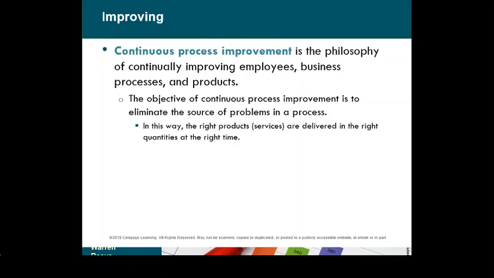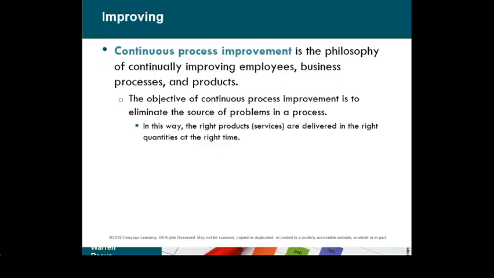The fourth one is improving. In order for a business to achieve more success, they need to continuously improve themselves. This includes improving the employees, business processes, as well as the product. The importance of continually improving themselves, either for the product and the processes, is to eliminate any kind of source of problems in one process.